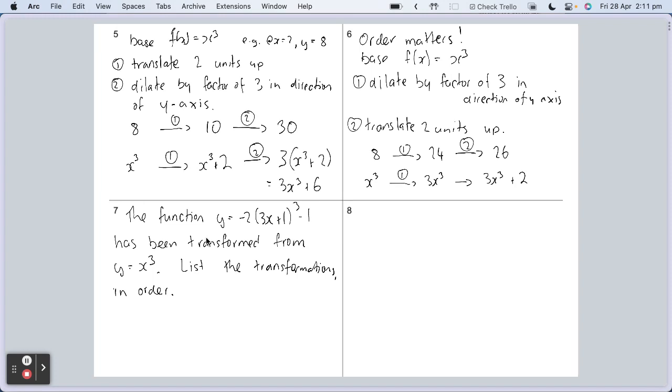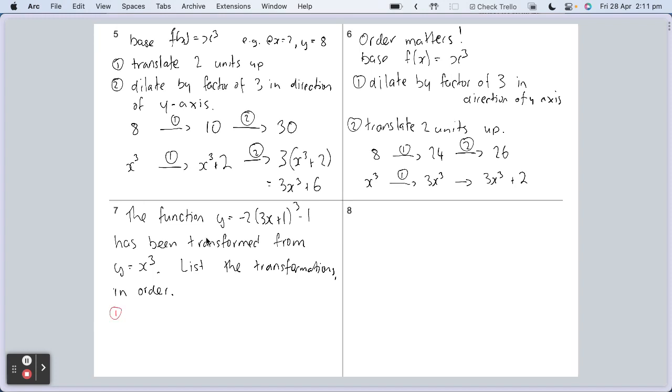Based upon the last example I showed you, you could see that putting them in the wrong order gives you a different function. So what we're trying to do is list them in a way so that if I applied the functions in that order, I would go from x cubed to -2 outside of 3x plus 1 all cubed minus 1. It will do that. Okay, so here are the steps. I'll do the steps in red because you wouldn't write this down when you're doing this solution.